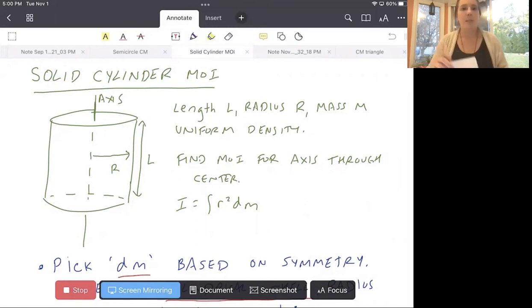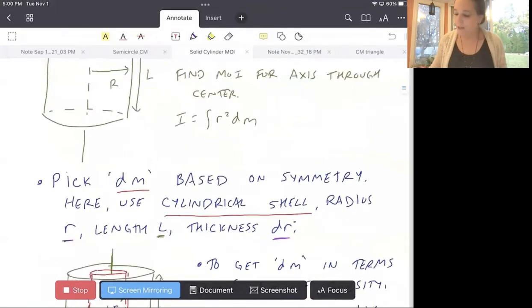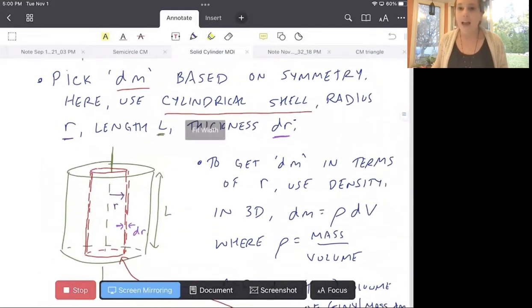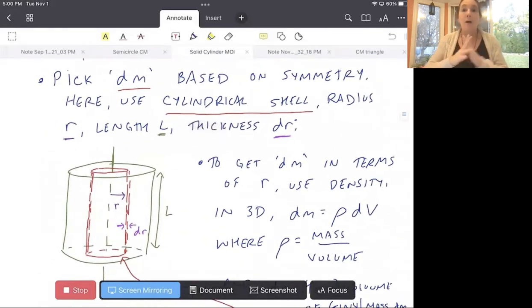So here I have a solid cylinder. It's going to be the same as a flat disk. We already know the result from our moment of inertia table is going to be 1/2 mR squared, but let's show it. And now we have a 3D object. So we want to pick a dm based on symmetry. And instead of talking about a tiny area, like in 2D, or a tiny length, like in 1D, for 3D, we're going to have to talk about a tiny volume of our dm.